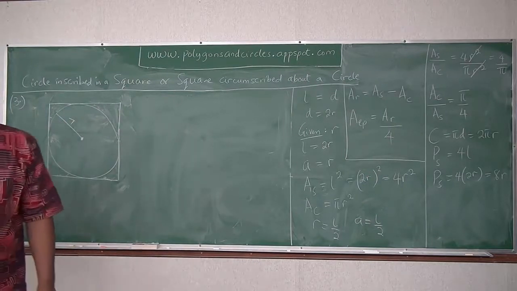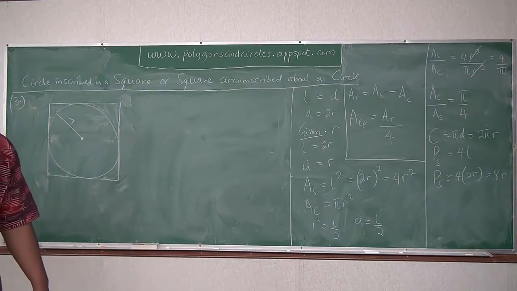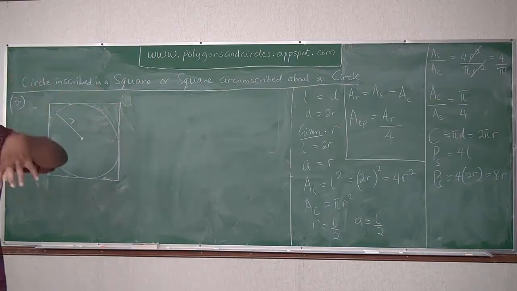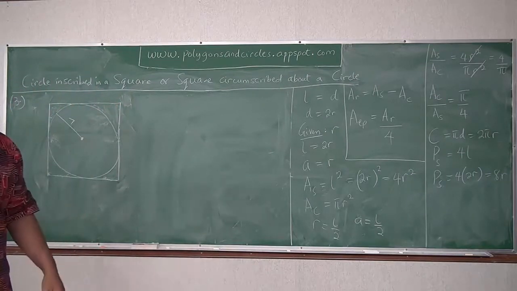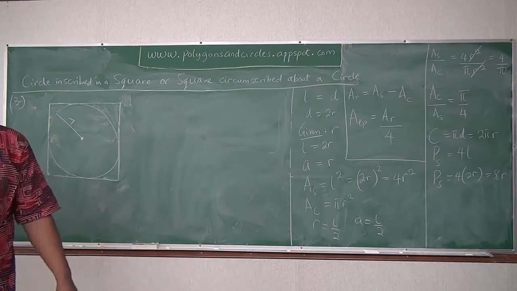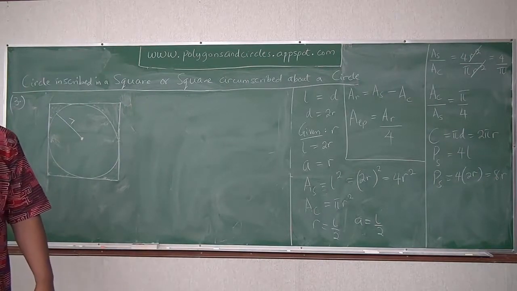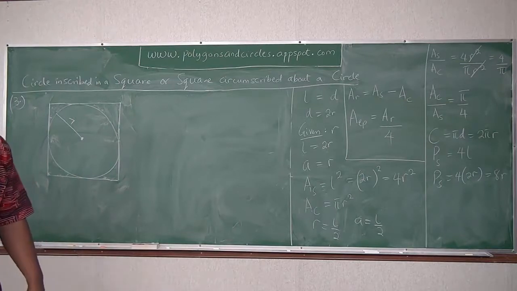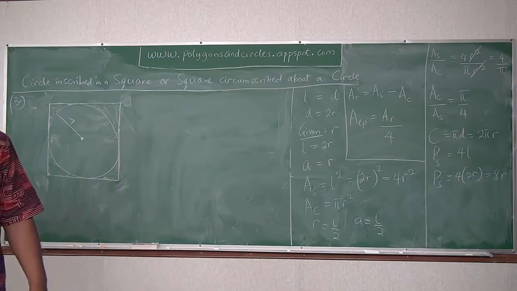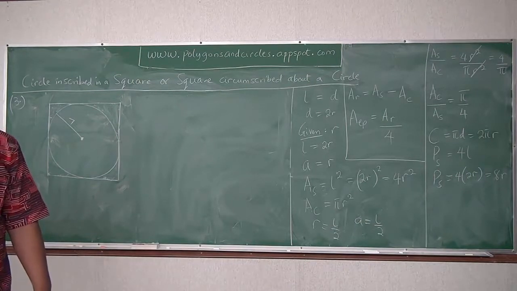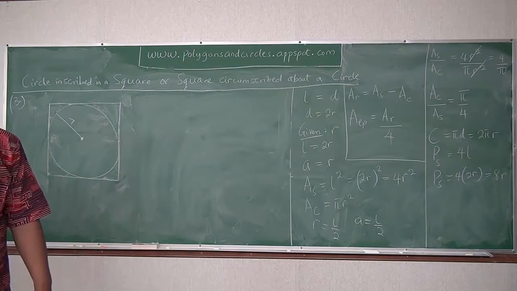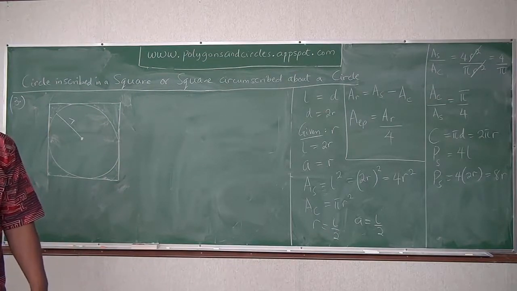A square is circumscribed about a circle. Like I said, it is a circle inscribed in a square, or a square circumscribed about a circle. A square is circumscribed about a circle of 7-foot radius, as shown below. What is the area of the square in square feet?